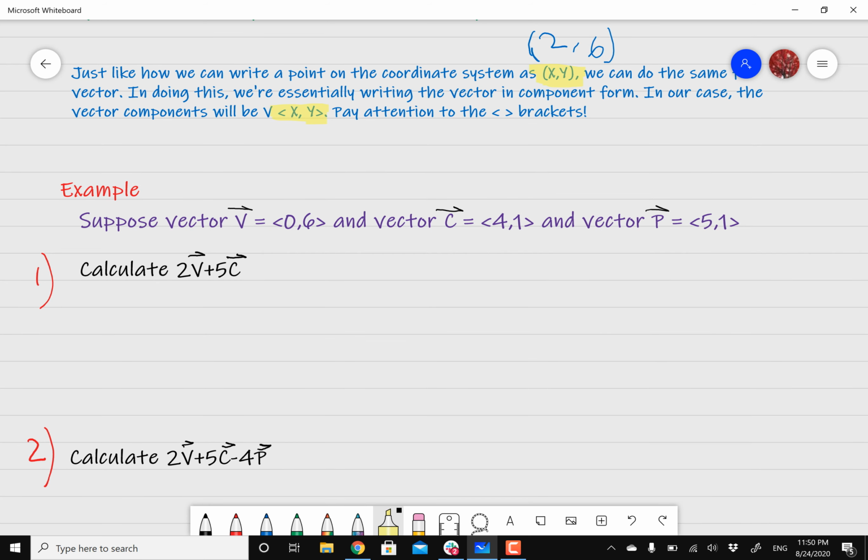So suppose vector v has components 0 and 6, so essentially x and y. And then vector c is given the components of 4 and 1, and then vector p is given the components of 5 and 1. All right, so we're going to calculate 2 times vector v plus 5 times vector c. So that's essentially doing a scalar multiplication.